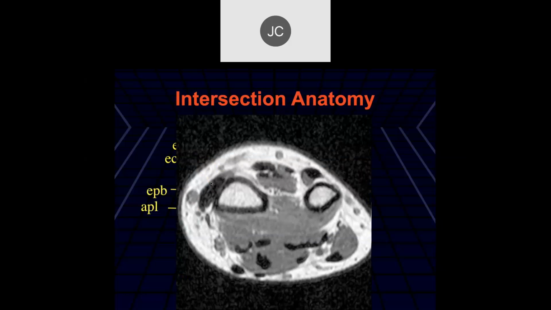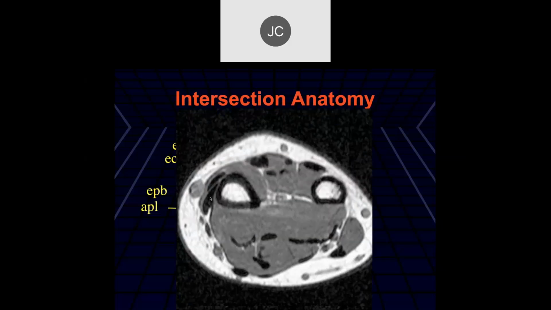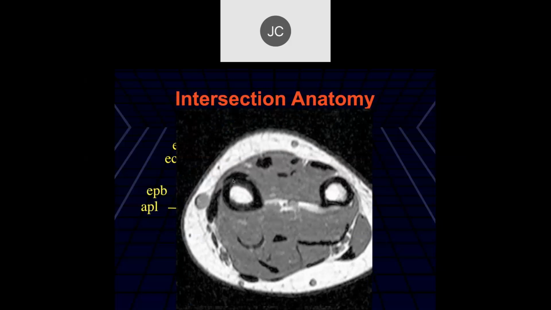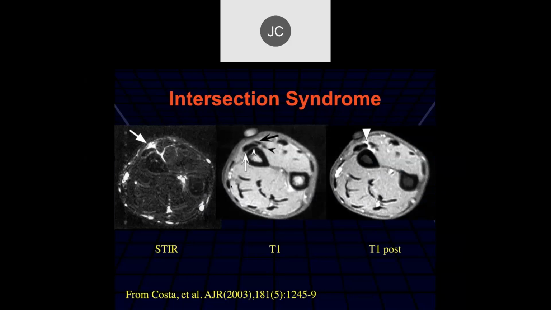And here we can see on the MR scan, as we go a little bit more distally, the first extensor compartment crossing over the second extensor compartment tendons. And here we can see as we head there. And that's normal anatomy. When you have abnormality, you can get fluid in this area where you have the intersection, and sometimes increased signal intensity within the tendons.